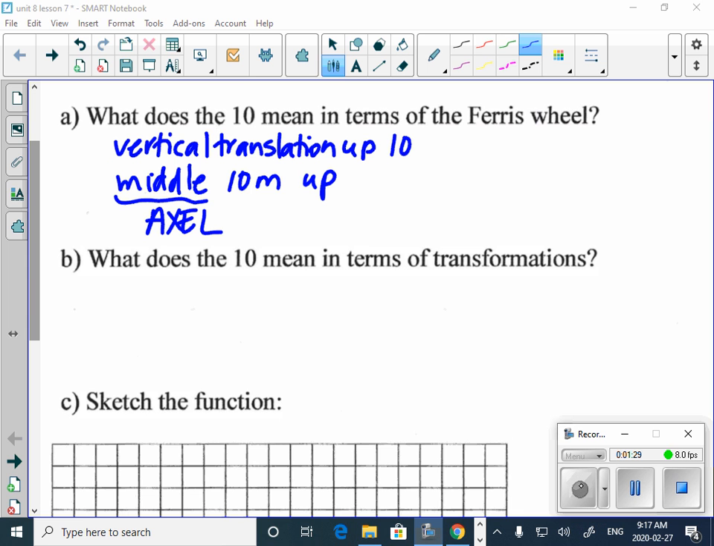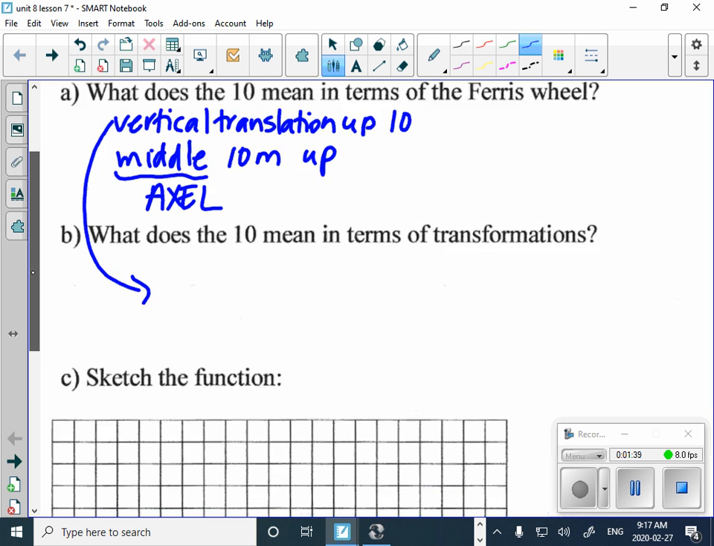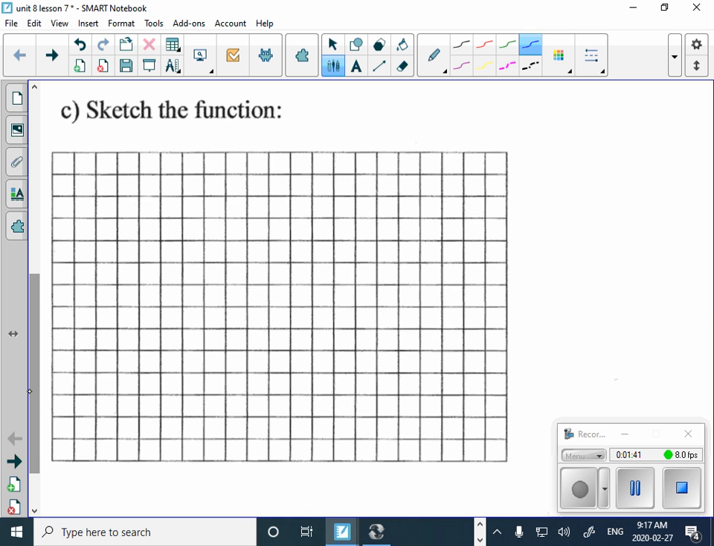We've really answered the B part already. The 10 means, in terms of transformation, a vertical translation up 10. We've been asked to sketch the function. So we are going to do this as a series of transformations because it's good practice.